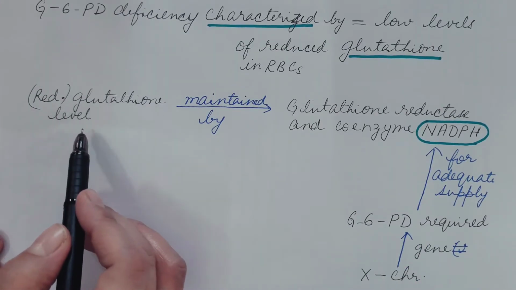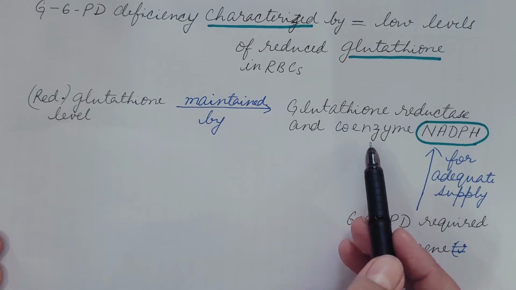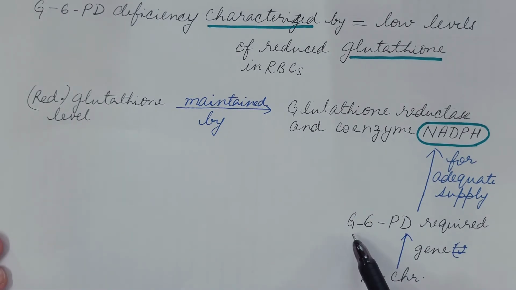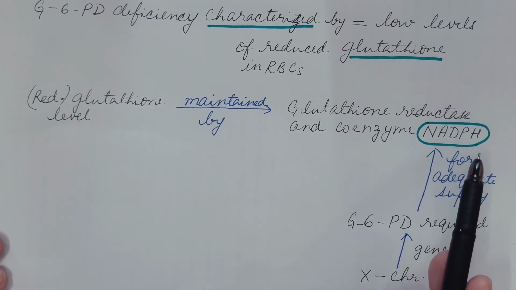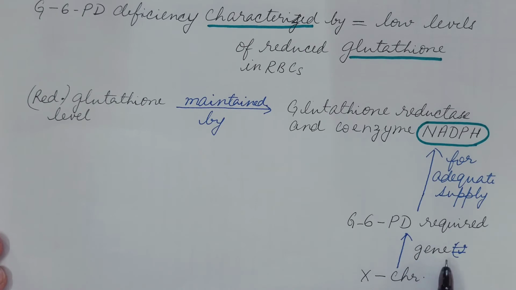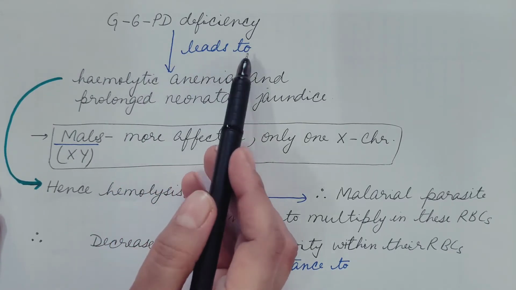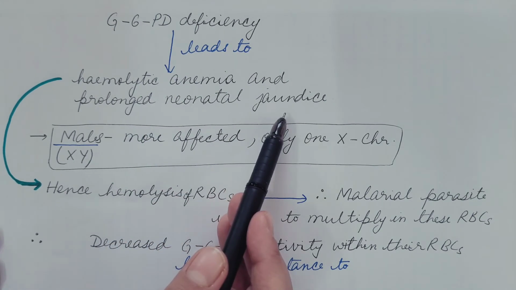Reduced glutathione level is maintained by glutathione reductase and its coenzyme NADPH. And we have seen earlier that glucose 6-phosphate dehydrogenase is required for the adequate supply of NADPH. This enzyme is encoded by the gene that is present on the X chromosome, which is a sex chromosome. Glucose 6-phosphate dehydrogenase deficiency leads to hemolytic anemia and prolonged neonatal jaundice.